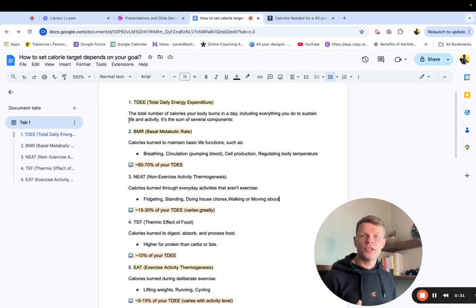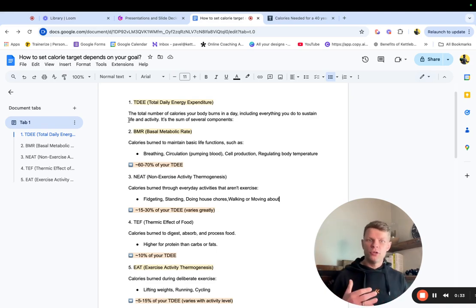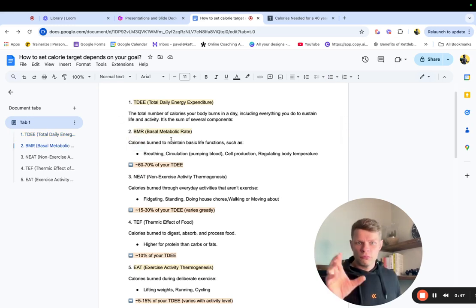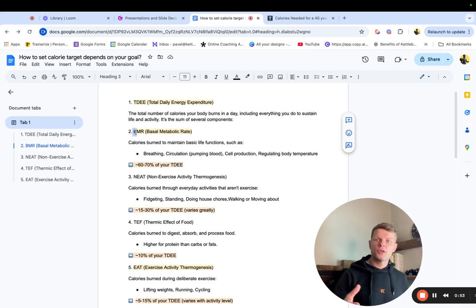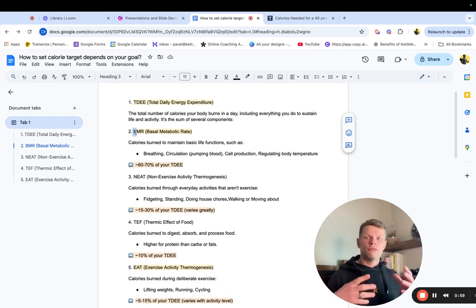So how many calories your body needs day to day just to keep the same level of weight you currently are, and just to get through the day. And that consists of a few parts. Number one is BMR, or Basal Metabolic Rate. That's the calories we burn by simply existing without any movement. Breathing, pumping the blood around, cell production, regulating body temperature.